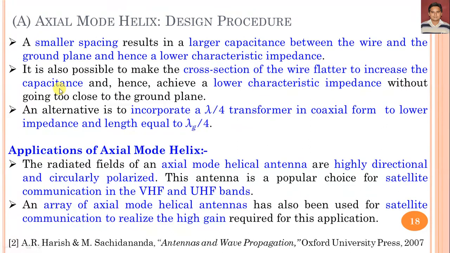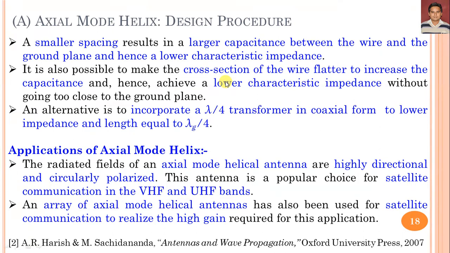This is another important parameter through which we can reduce the characteristic impedance of a helical antenna without going close to the ground plane. And the third method through which we can reduce or lower the characteristic impedance of a helix antenna is by incorporating a lambda by 4 transformer, through which we can reduce the characteristic impedance of the line. So these are the three important techniques through which we can reduce the characteristic impedance.